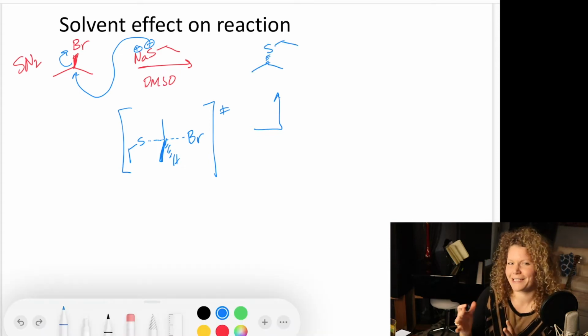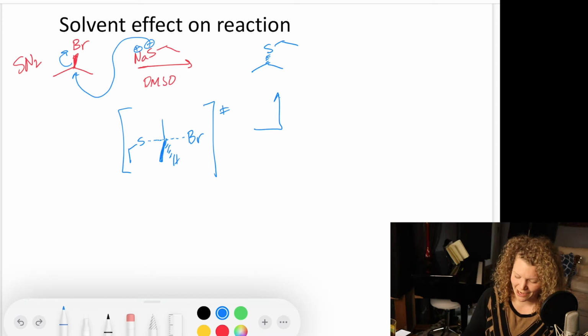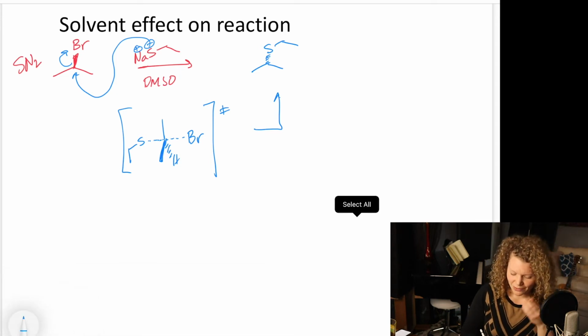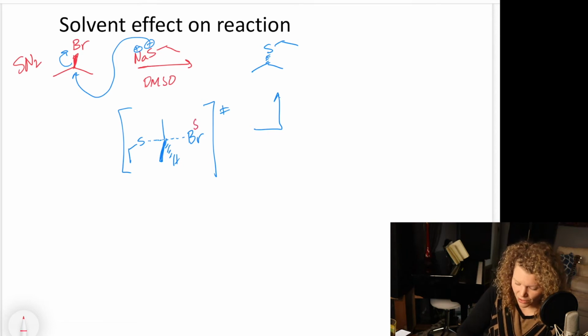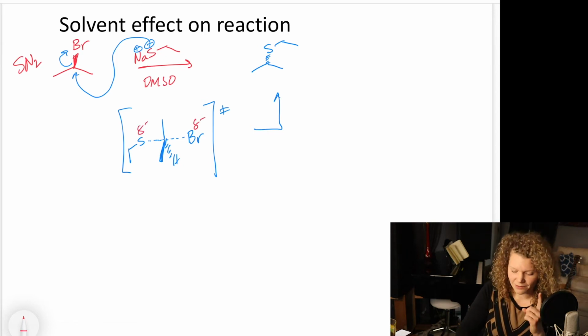Now, the chirality doesn't matter here because we don't have a chiral center. But what I want to show you here is this transition state. So let's walk through what's going on here. We know that we have a partial negative on our leaving group and our nucleophile. See, our nucleophile was negatively charged.